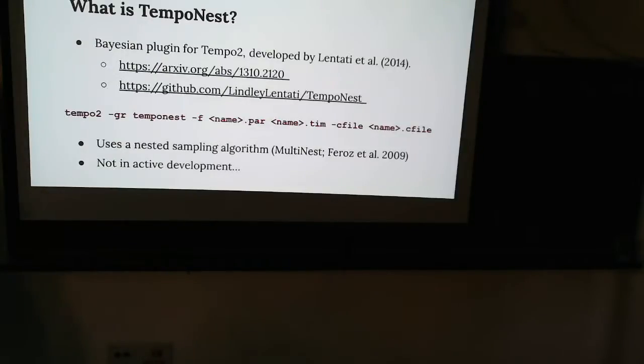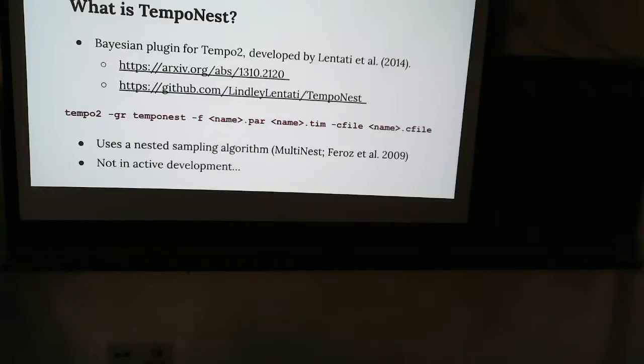And this configuration file essentially tells Temponest what to do. So it tells it which stochastic parameters to search over, and whether you want to also search over any of the deterministic properties of the pulsars that you're looking at.